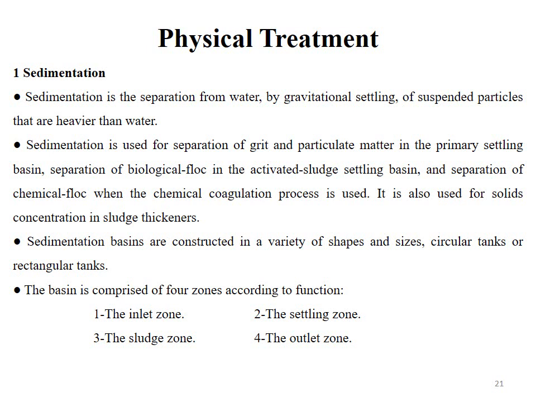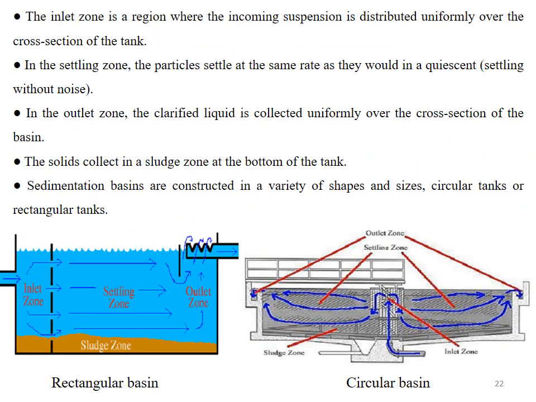Sedimentation basins are constructed in a variety of shapes and sizes. These may be circular tanks or rectangular tanks. Each basin is comprised of 4 zones according to their function. The first zone is the inlet zone, the second is the settling zone, the third is the sludge zone, and the fourth is the outlet zone. These are also demonstrated in these figures.